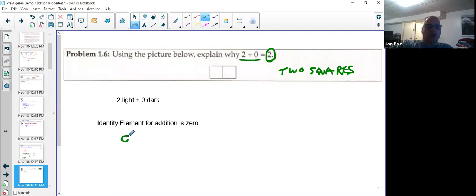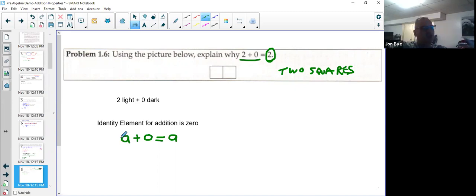So some number a plus 0 is still going to be a. You just get a back, right? You get the identical thing that you started with when you add 0, and that's why it's called the identity element for addition. There are different elements for different operations, right?